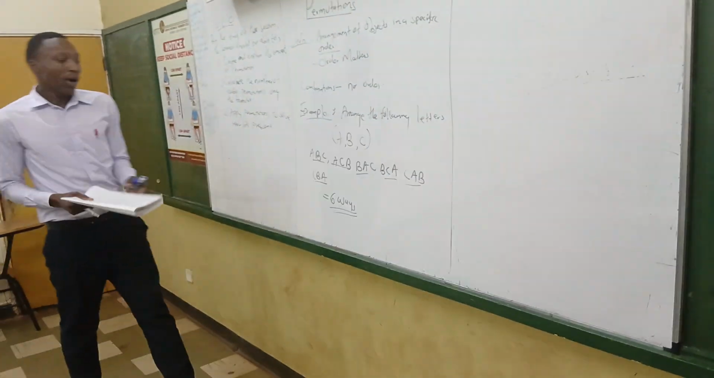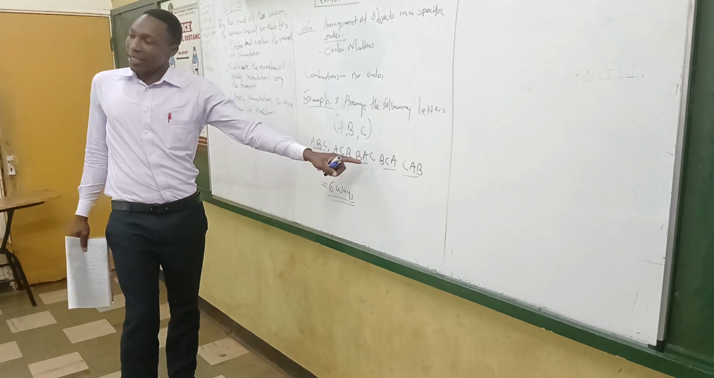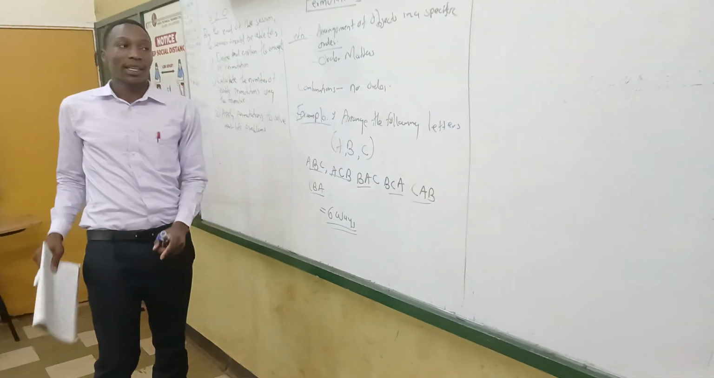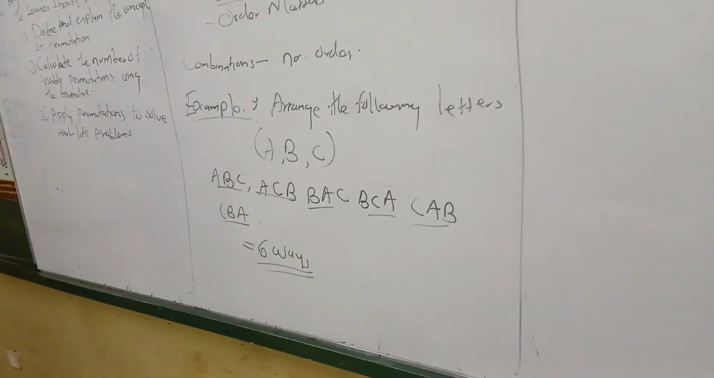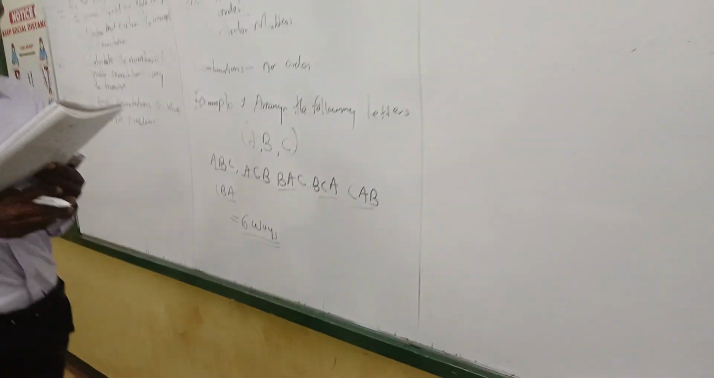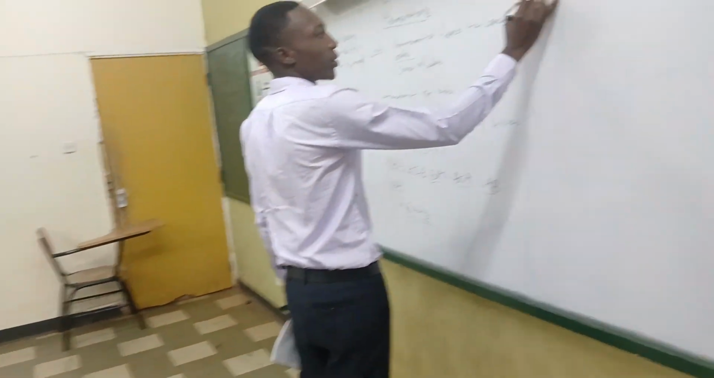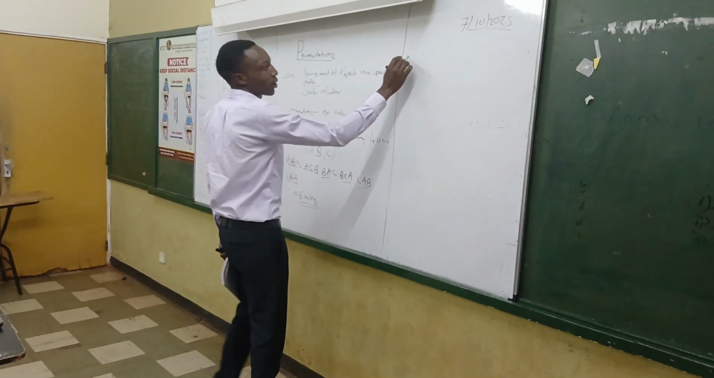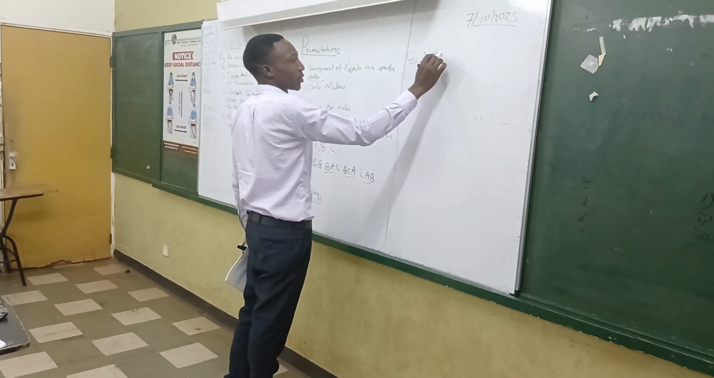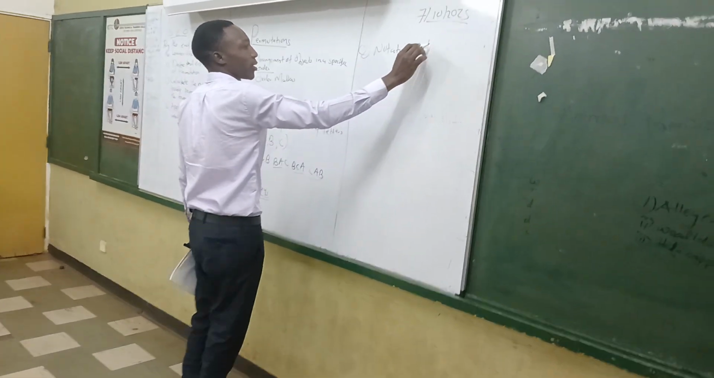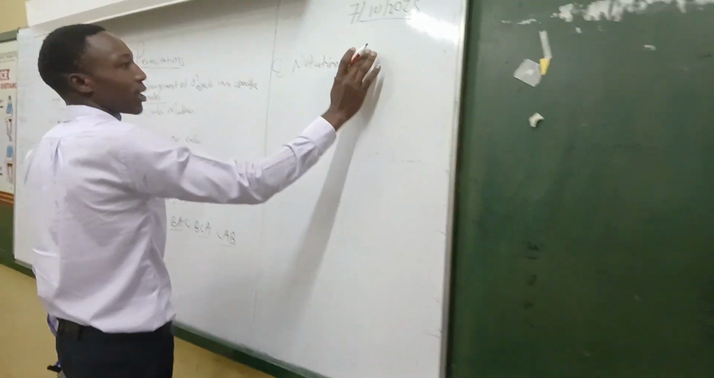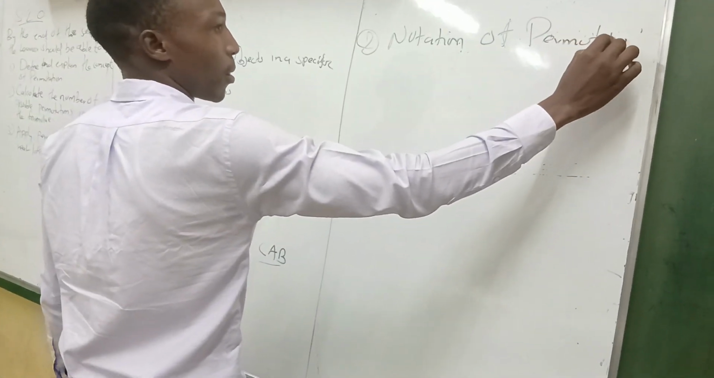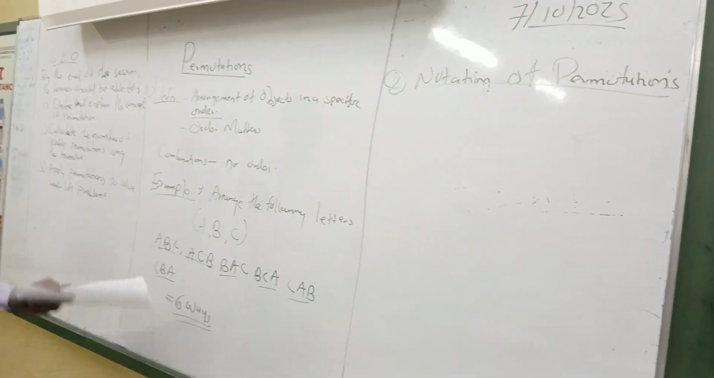Now, how can we arrive at 6 without arranging them? That is a question we should ask ourselves. That one is coming. Now, number 2, we have the notation of permutation. How do we denote permutation?